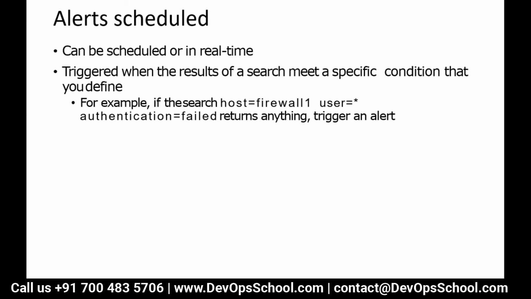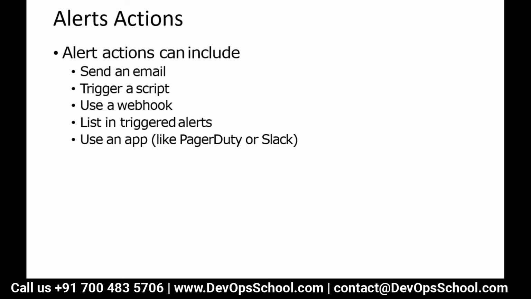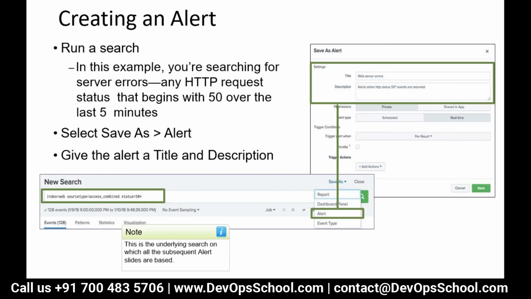Trigger when the results of the search meet a specific condition that you define, for example, if the search host is equal to firewall one, user is equal to all, authentication failed, return anything, trigger an alert, something like that. Okay, so alert actions can include send an email, trigger a script, use a webhook, and so on. How can we create an alert? Again, you can do the search first, run a search, and then you can save that as an alert.